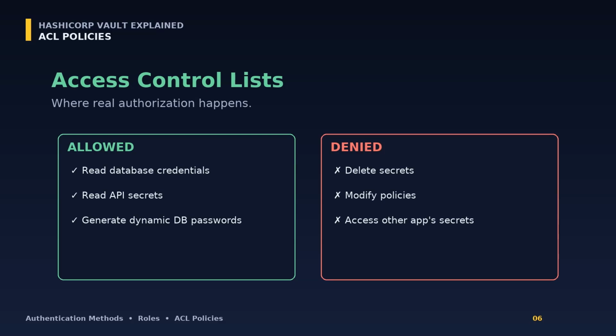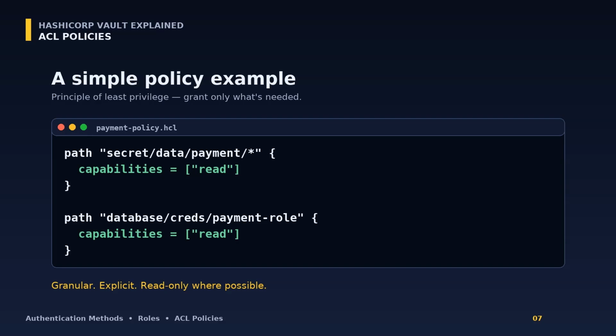Here is a simple policy example. Notice how permissions are extremely granular. Instead of giving full access, Vault follows the principle of least privilege. Applications receive only the permission they absolutely need, nothing more.